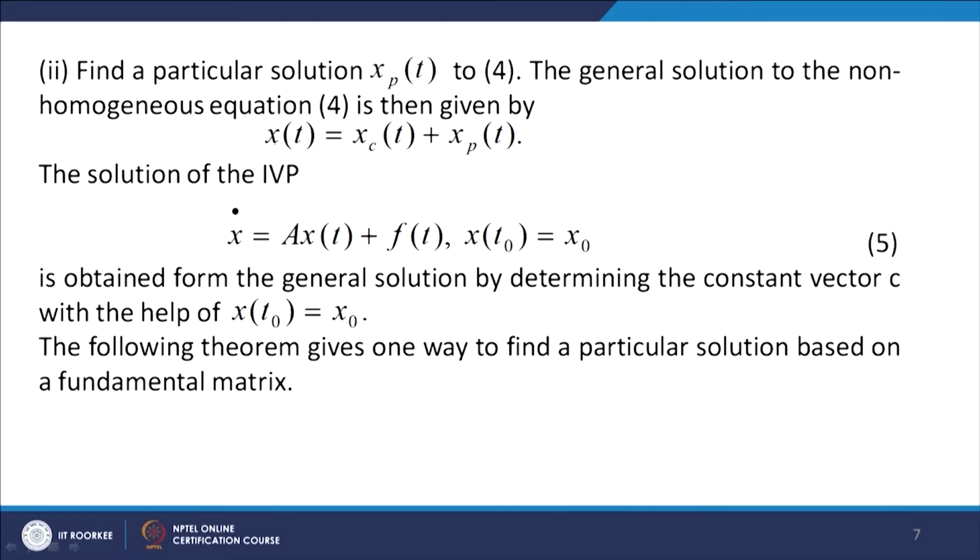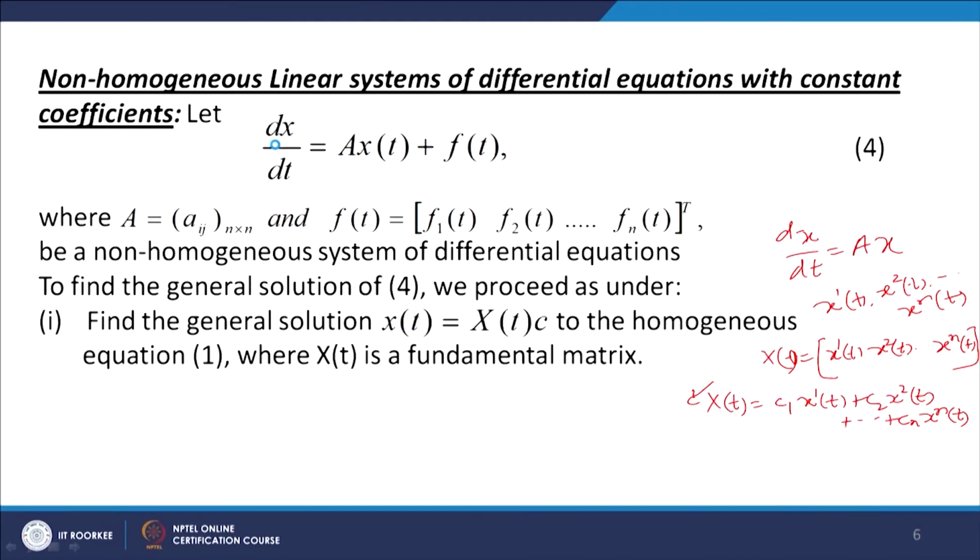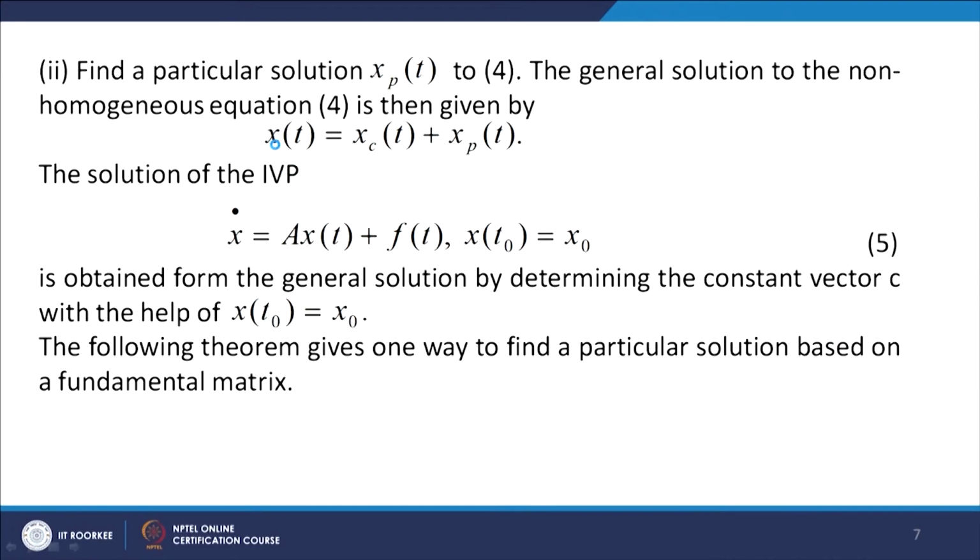So, let us first show how it is a solution of 4. Let us in the system 4 put x t equal to x c t plus x p t. This is our system, dx by dt equal to a x t plus f t. So, first we show that x t equal to x c t plus x p t is a solution of this. So, d over dt, let us take the left hand side, let us put for x t, x c t plus x p t.